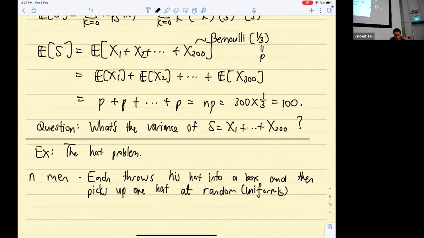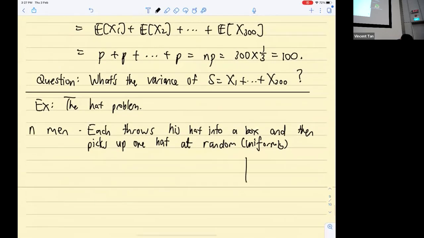So everyone throws his hat into a box, and then the box, of course, is concealed. You cannot see what is inside the box. After everyone throws the hat inside the box, there's a bunch of hats there, many hats, but you cannot see that. Everyone just puts his hand inside the box and picks out a hat. It could be his hat originally, or it could be someone else's hat. So what is the expected number of people who pick their own hat?